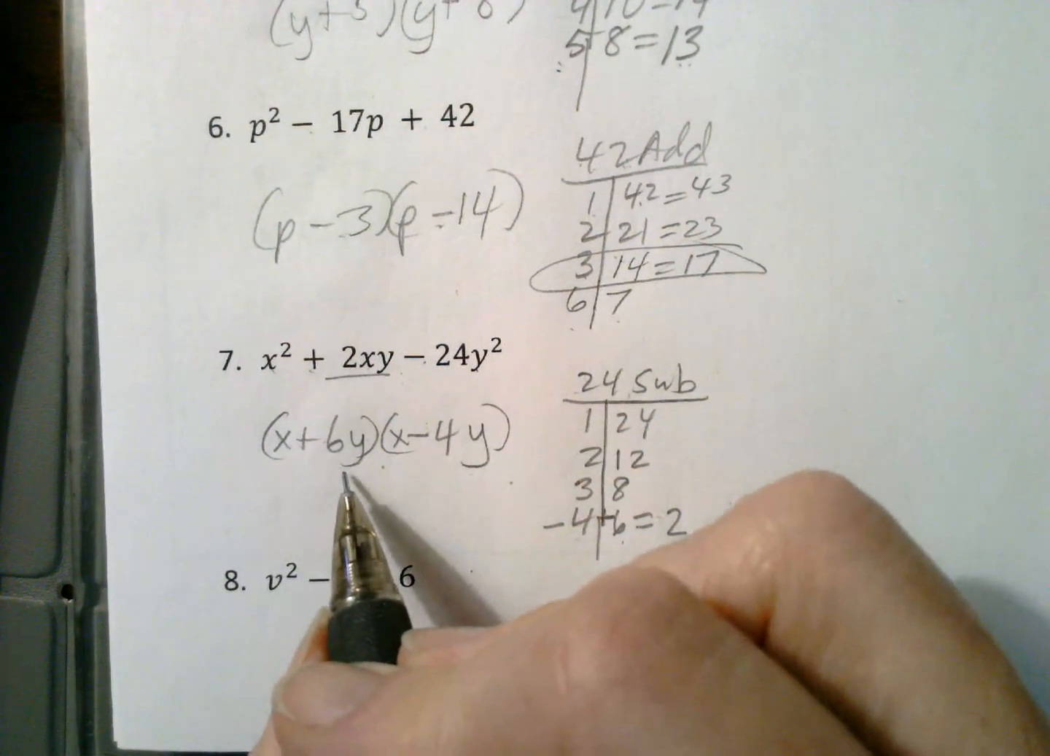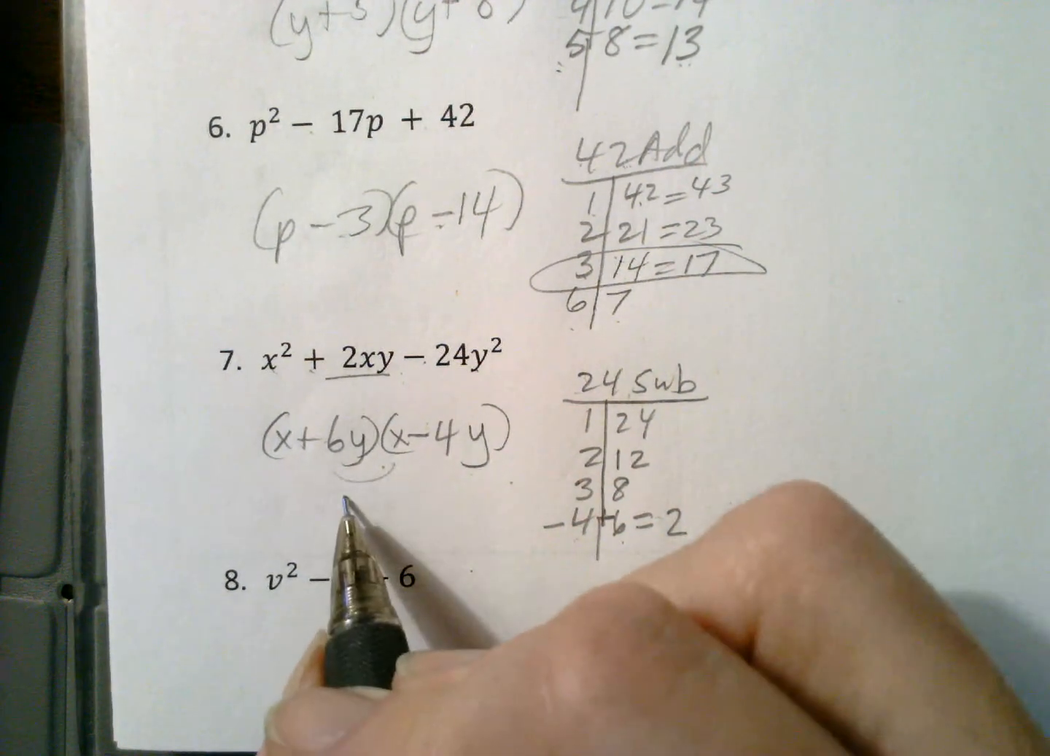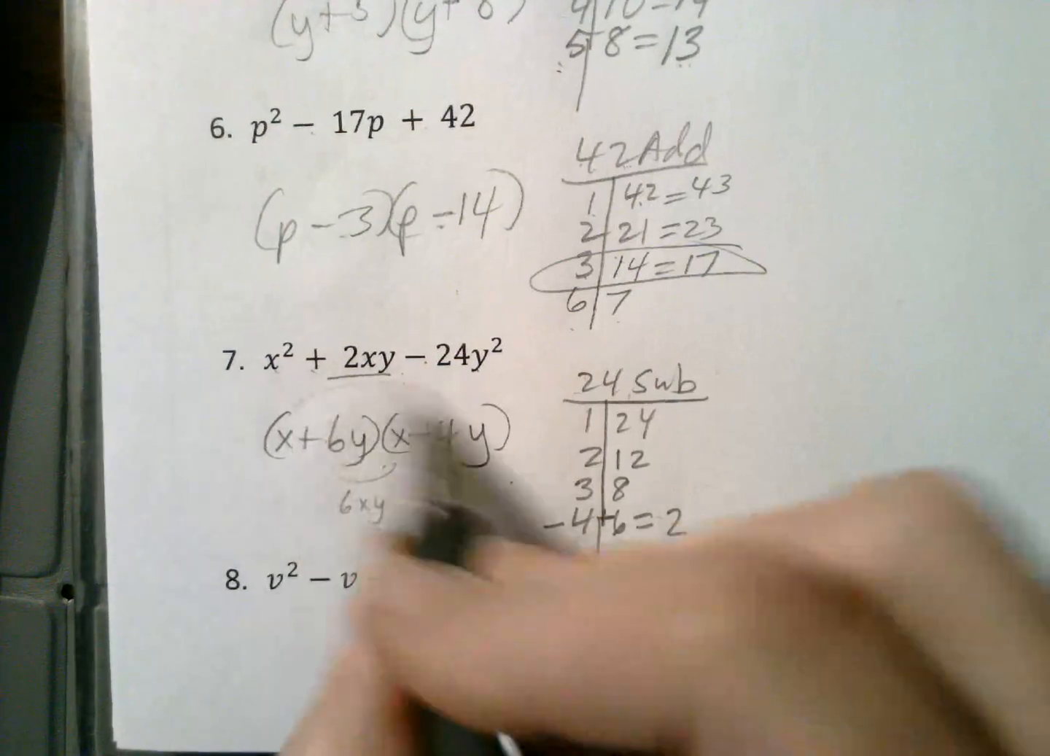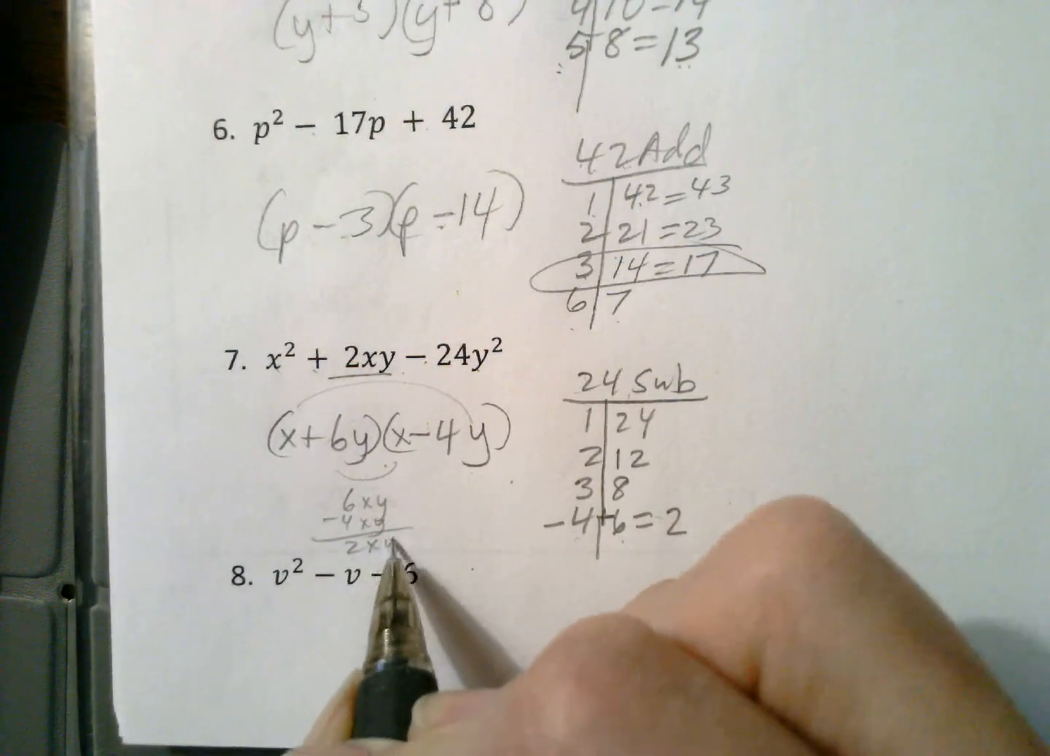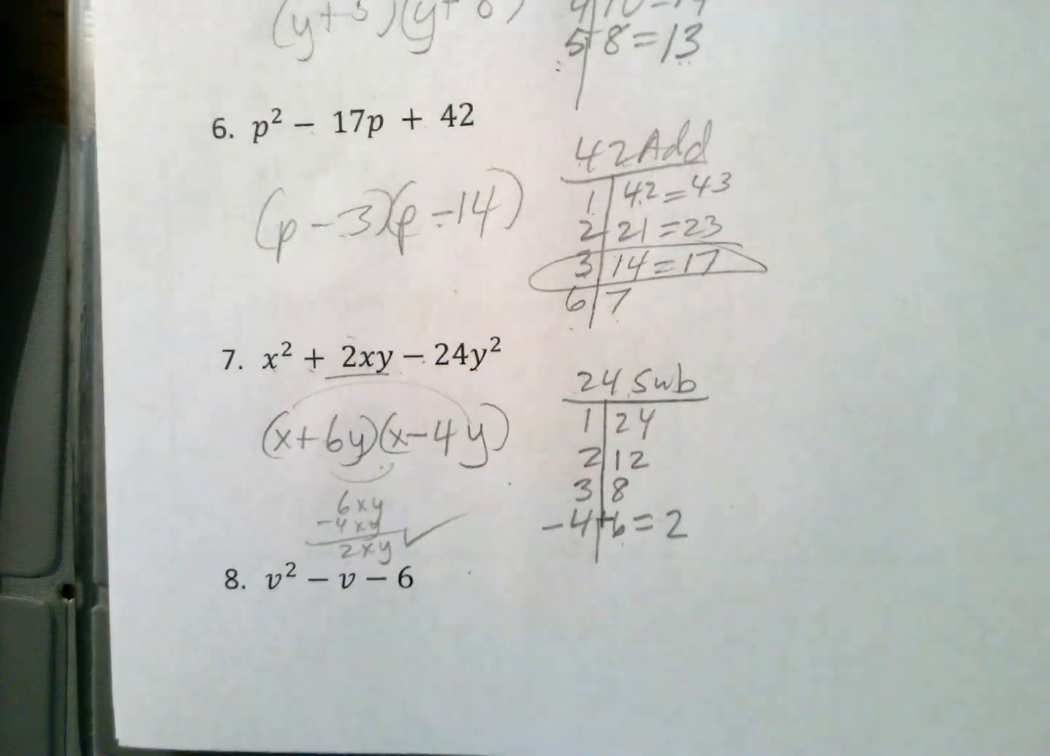There's only one way this is going to work. Okay, if you want to do a quick inside-outside check, this is 6xy. This is negative 4xy. That'll give you a 2xy. That's what I'm looking for.